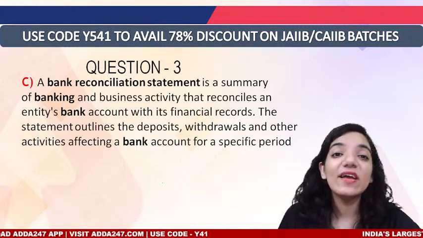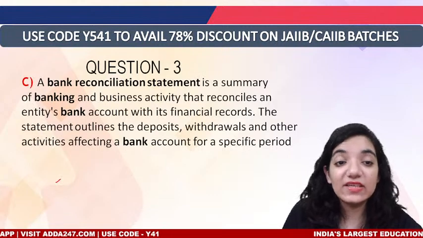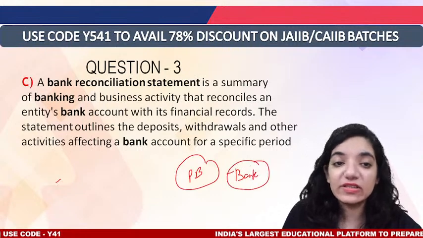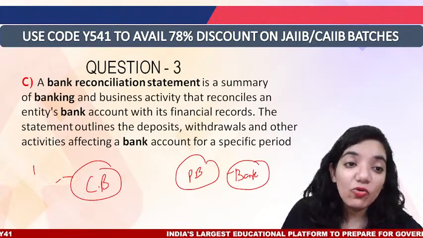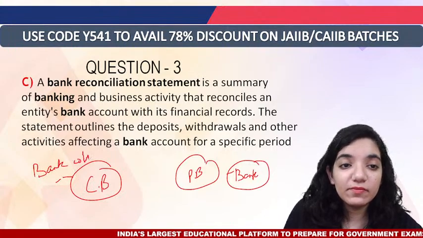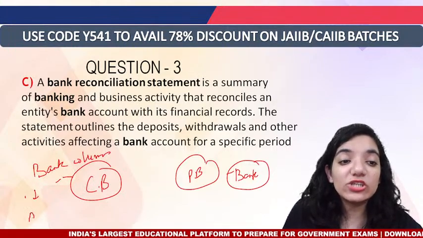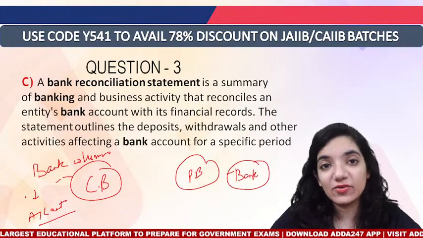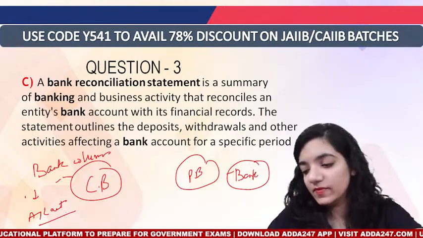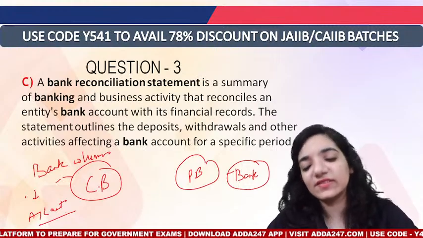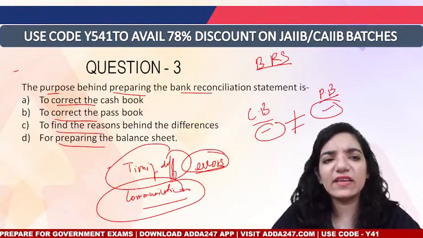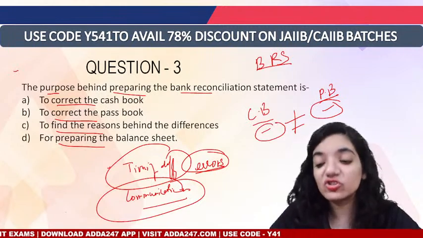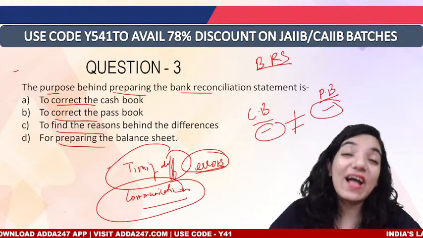So let's move on. A BRS is basically a summary of the banking. See, the passbook is created by the bankers. The bank prepares it. And the cash book is basically only the bank column which the accountant prepares for us, right? So in this case, the correct answer is to find the differences. It's not about correcting the cash book or correcting the passbook. No, we do not go and correct the things. We just know that there's a difference and we need to sort it out. So we just go and find out why there is a difference.